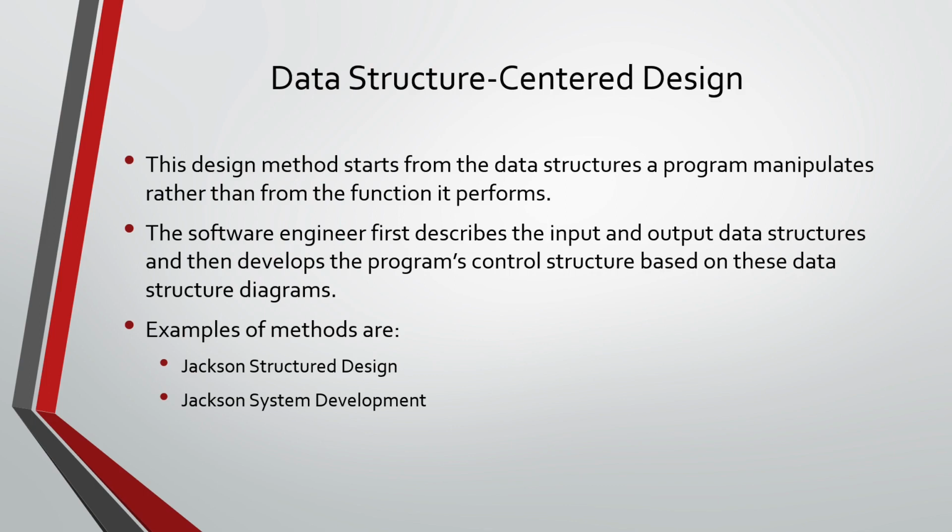We also have the data structure centered design. That is a design method that starts from the data structures a program manipulates, rather than from the function it performs. The software engineer first describes the input and output that the data structure has, and then develops the program's control structure based on these data structures. Examples of methods that use this design strategy are the Jackson structure design and the Jackson system development.